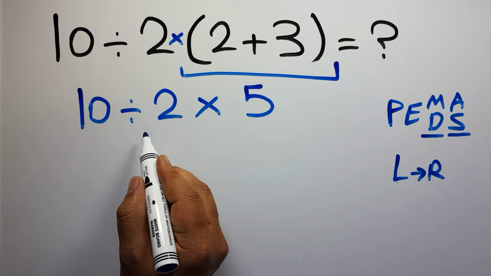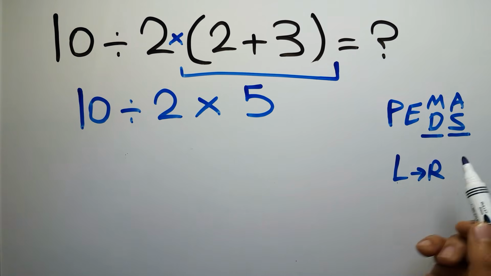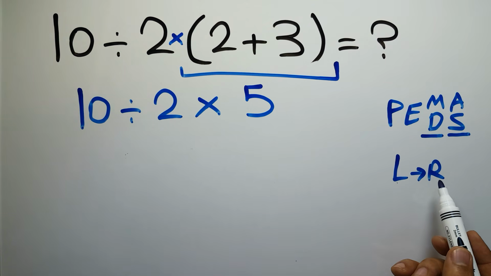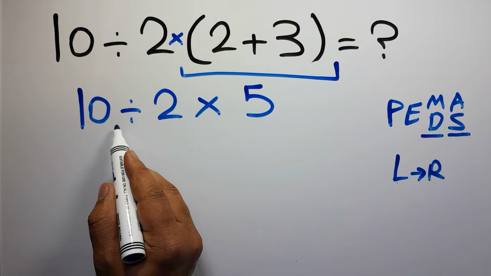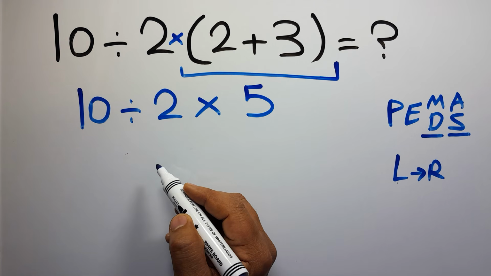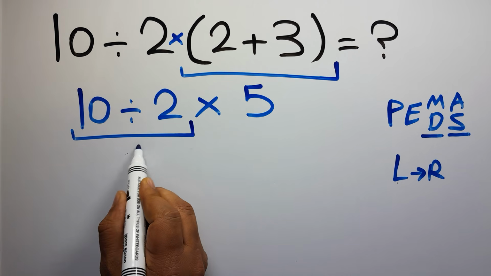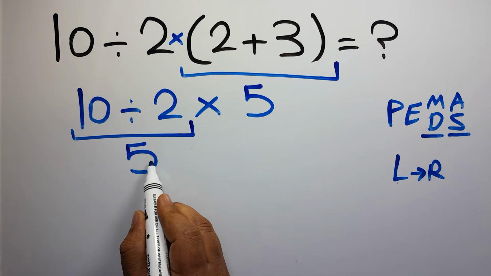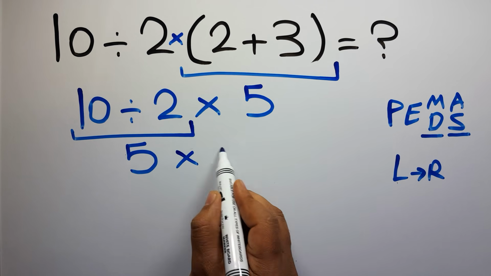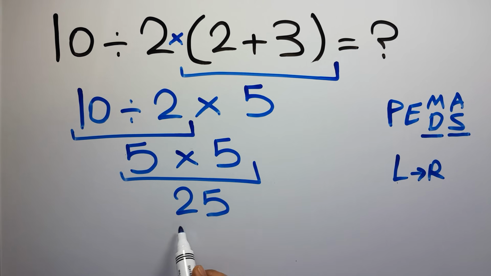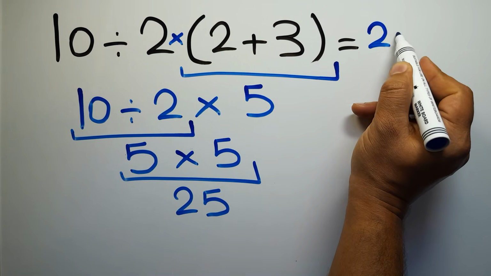Now we have one division and one multiplication. As I said, multiplication and division have equal priority and we have to work from left to right. So here, first we have to do this division, then this multiplication. So first 10 divided by 2, which gives us 5. So we have 5 times 5, which equals 25. And this is our final answer to this problem. The correct answer is 25.